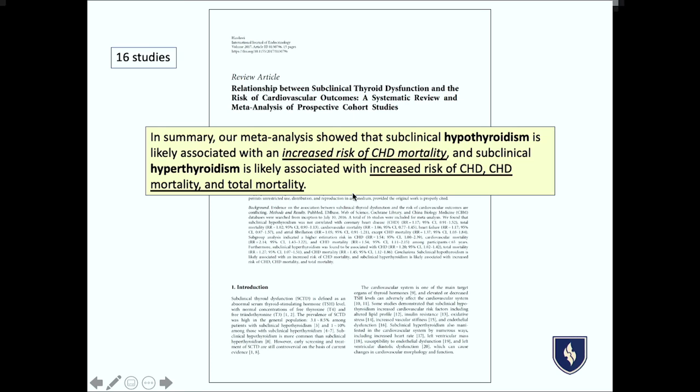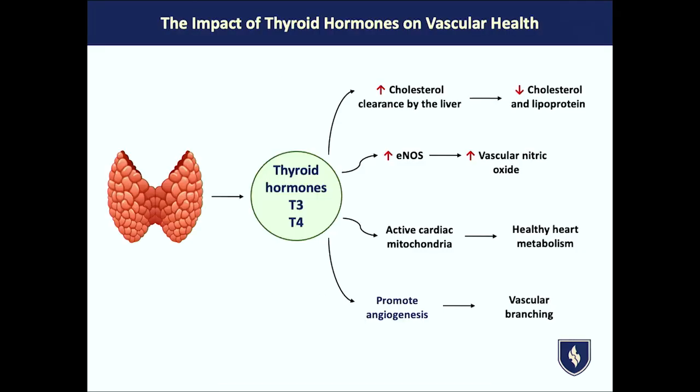So hyperthyroid or hypothyroid disease does not only increase atherosclerosis, but the fact that you're going to die from the atherosclerotic disease. Here's a summary of the pathways I put together for you of how T3 and T4 hormones work.